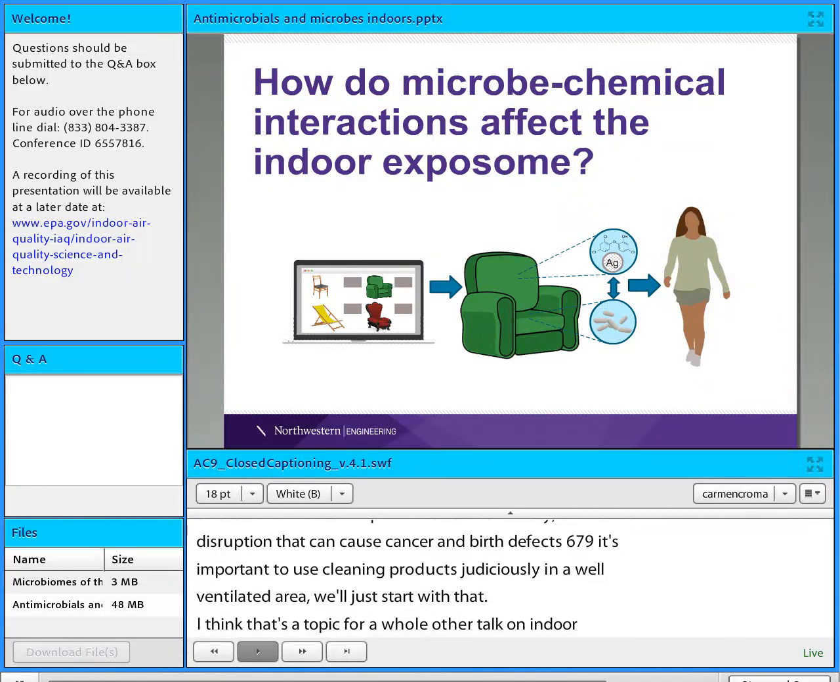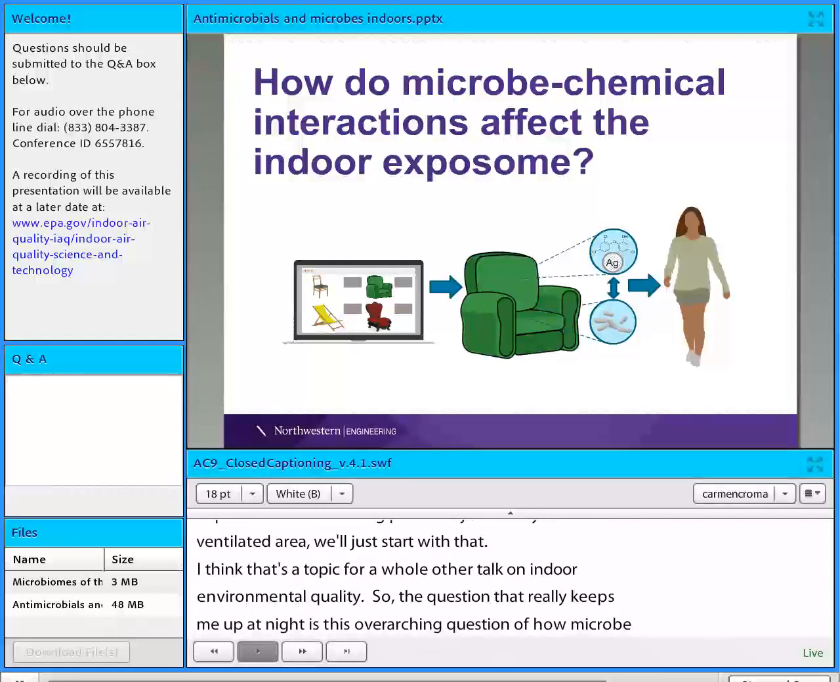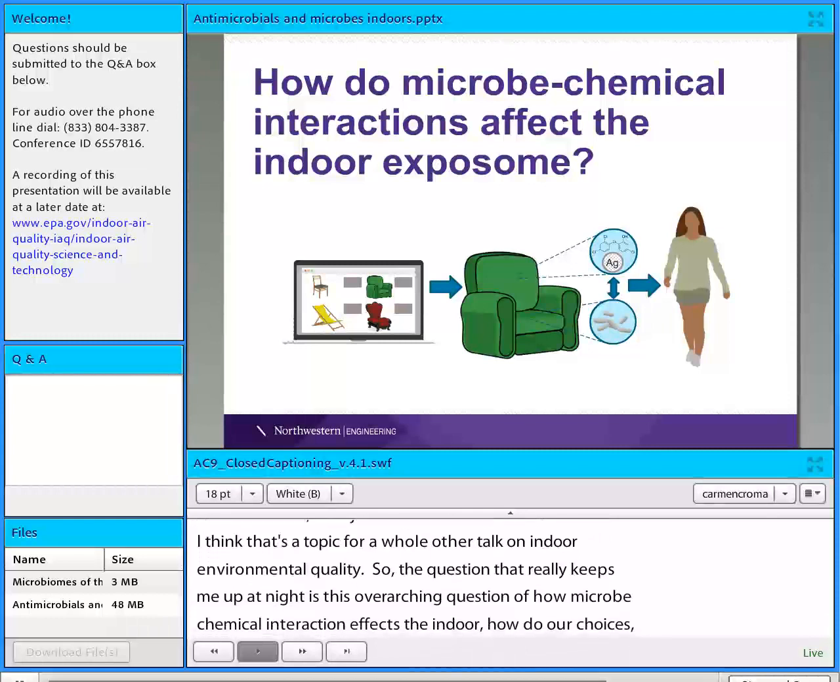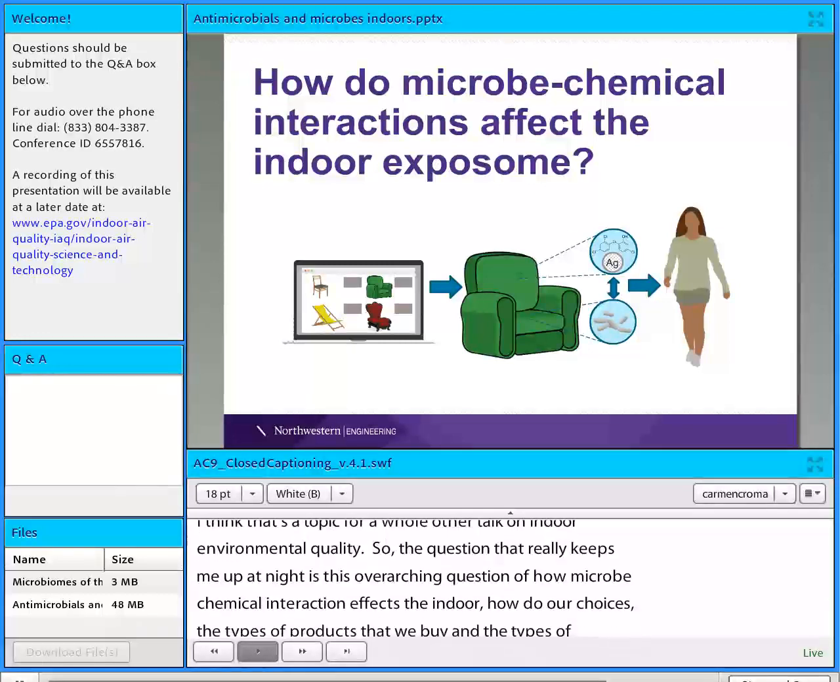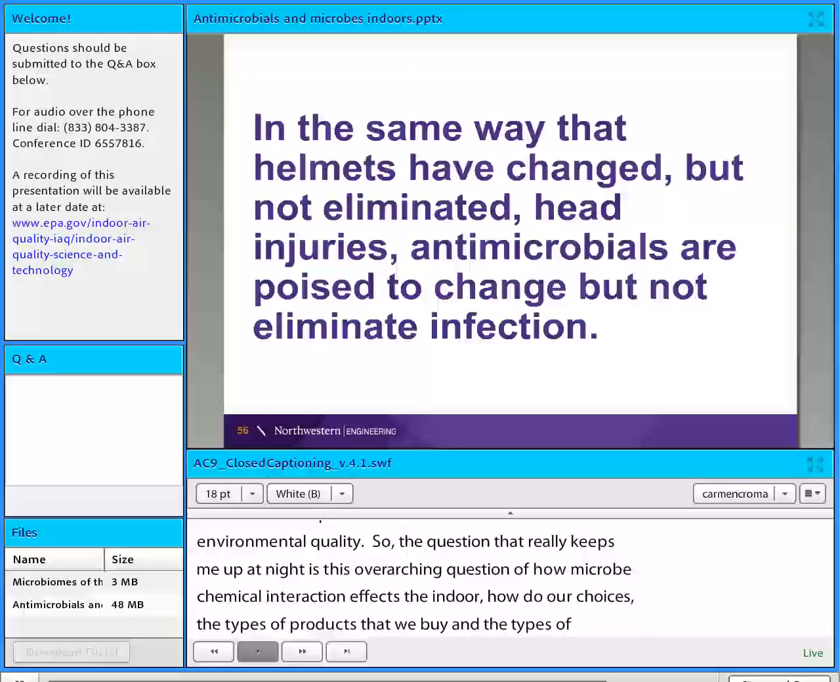So the question that really keeps me up at night is this overarching question of how microbe-chemical interactions affect the indoor exposome, and how does our choice of the types of products that we buy and the types of chemistries that we use in those products ultimately affect the microbial communities around us and our own health.